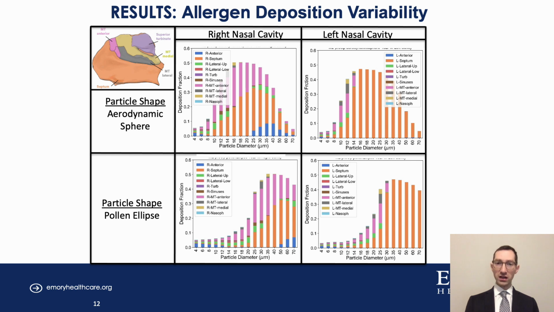If we look here at the right nasal cavity, again, we see that there is significantly more pink corresponding to deposition along the middle turbinate, as compared to the left nasal cavity, where there's a more orange distribution that corresponds to deposition along the nasal septum.